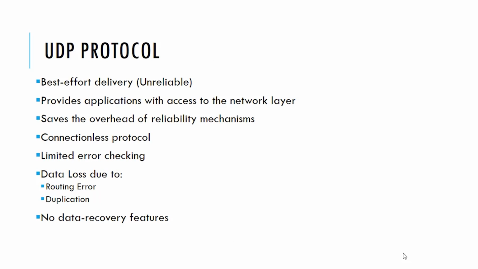The UDP protocol is the first protocol in the transport layer. It is used in best effort delivery. It is unreliable, but it provides applications with access to the network layer. It saves the overhead of reliability mechanisms. It saves the acknowledgement and saves the sequencing of the data. Each of the acknowledgement and sequencing needs added headers, and the UDP protocol saves these headers and saves bandwidth for the data itself, the voice or the video being transmitted.